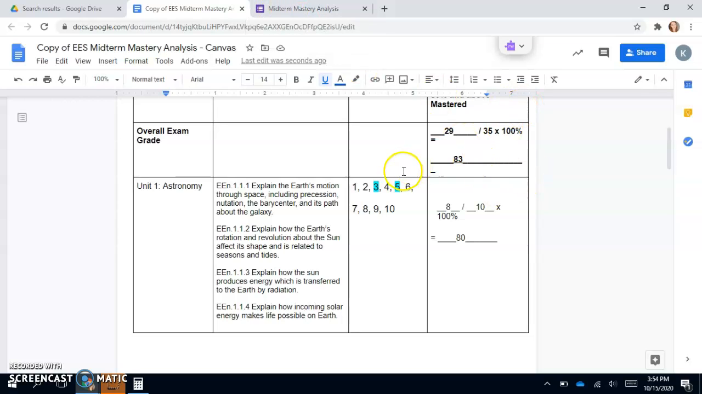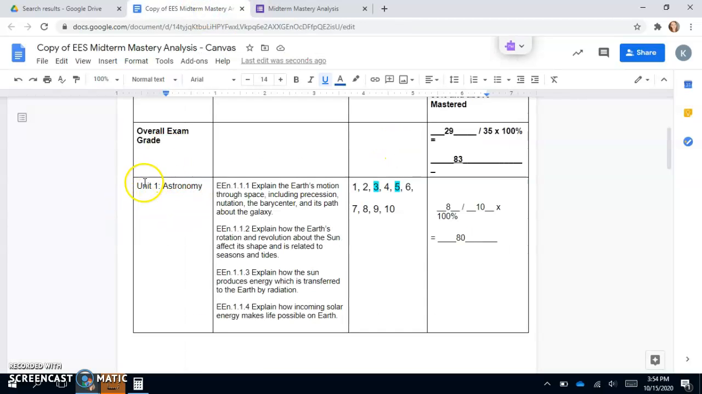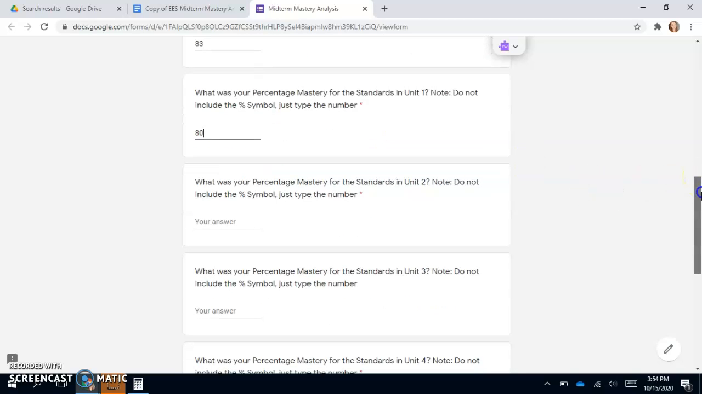So for like our overall exam grade, we rounded it to an 83. So in this Google form, it says, what was your overall percentage on your midterm? You're just going to write 83. You don't have to put the percent sign. You just need to give me the number. Question 2 says, what was your percent mastery for the standards in unit 1? Well, here's unit 1. We did our calculation. We got an 80. And remember, 80 is mastery. So if you got an 80 or above on any of the portions, you would have mastery.